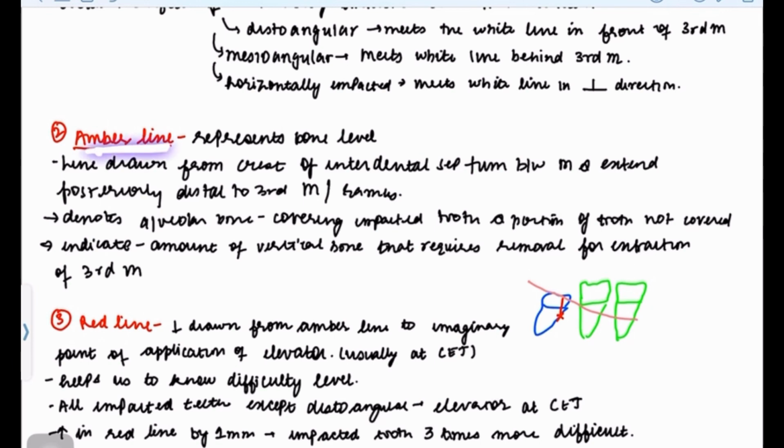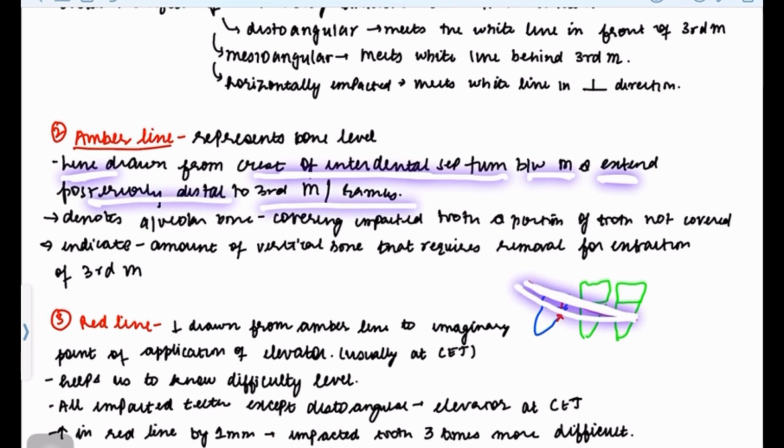What is the amber line? It represents bone level. It is a line drawn from the crest of the interdental septum between the molars and extends posteriorly, distal to the third molar. So this is basically the amber line.